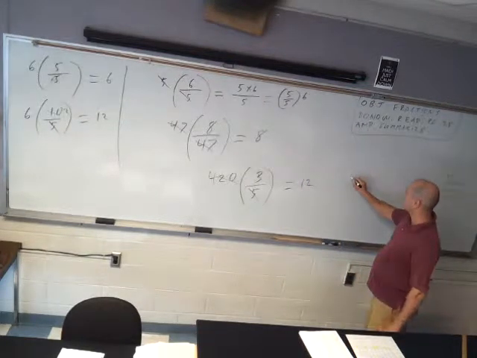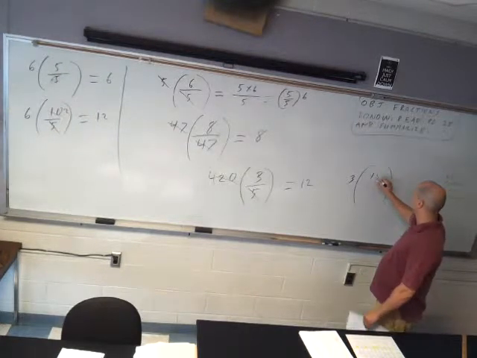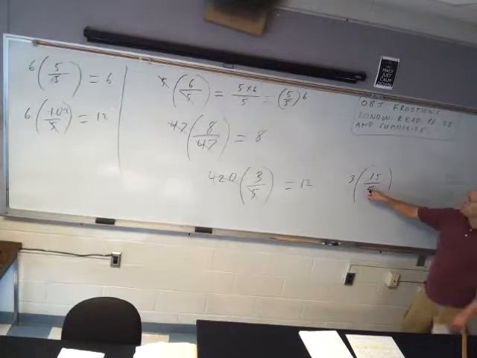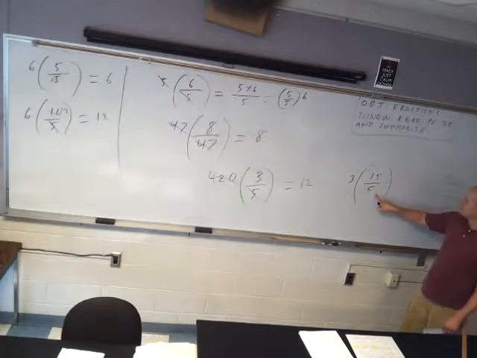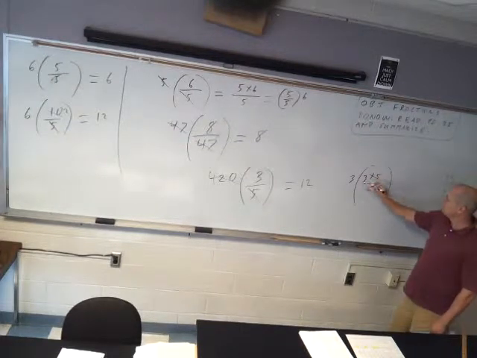Now on the other hand, if I had 3 times, let's do 15 over 5. Here it's easier to divide this one. This one's hard. 3 over 5 is ugly, but 15 over 5 is easy, right? So what's this? This is 3. 3 times 3 is 9.